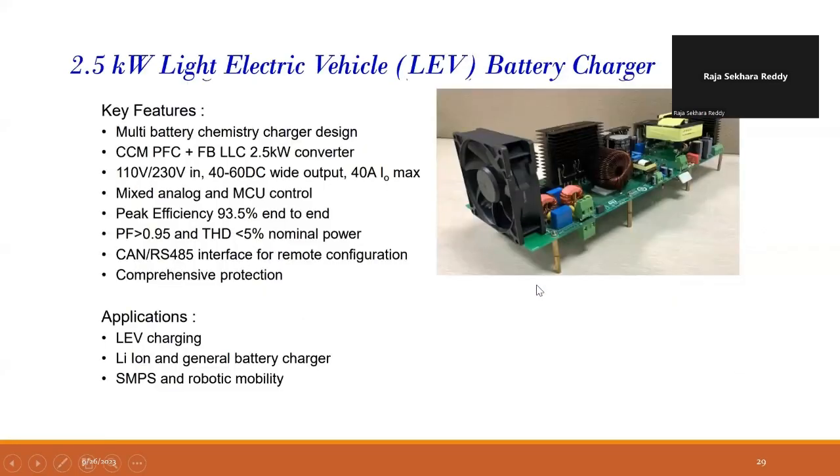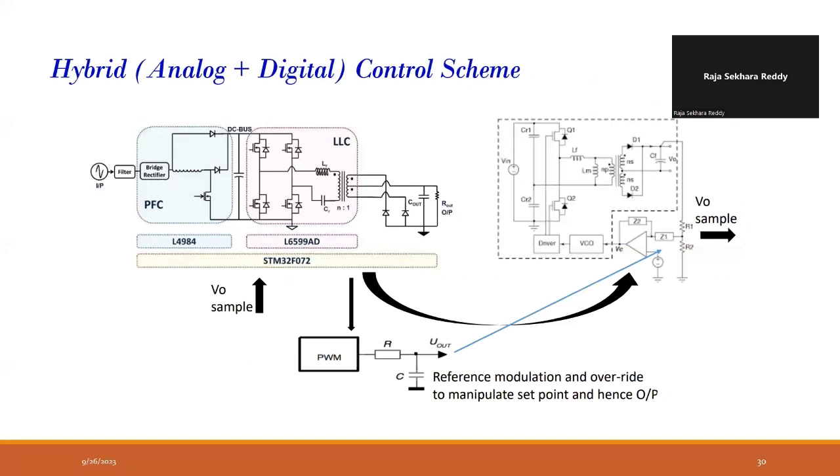So this is an example of a light electric vehicle battery charger. You can see there's a fan over here. This is the fan, and this is the heat sink. This is your inductor, etc. This is considered a PFC and LLC. So these are some of the boards. It uses analog plus digital control, etc.